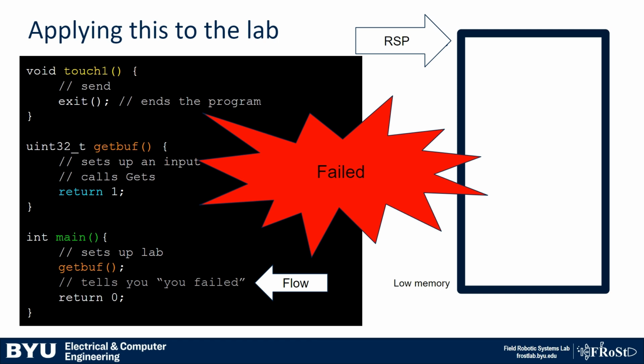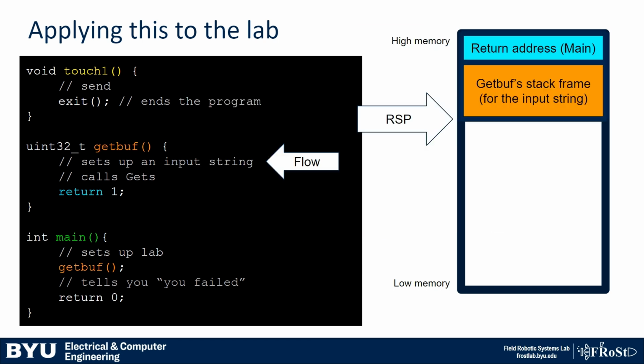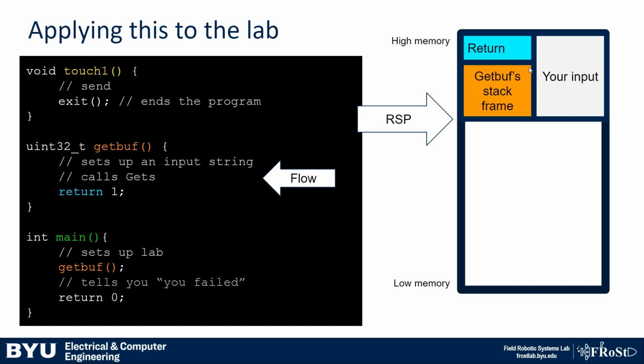It just will return, and then it'll go back to main and tell you failed and you did not pass the lab. However, if we rewind a little bit back to where we set up the input string and called gets, if you put in an input string that is longer than the buffer that was allocated in getBuff, in other words, you put in more bytes than the getBuff stack frame allocated for, your input will begin overriding other parts of the stack, including that return address that's supposed to point you back to main.